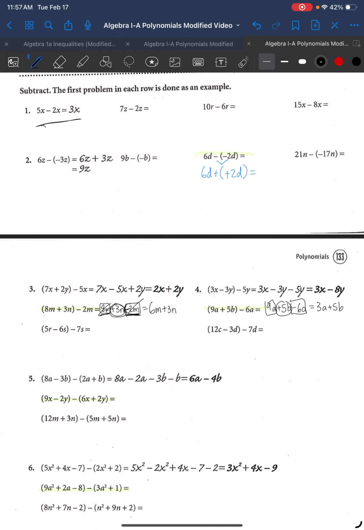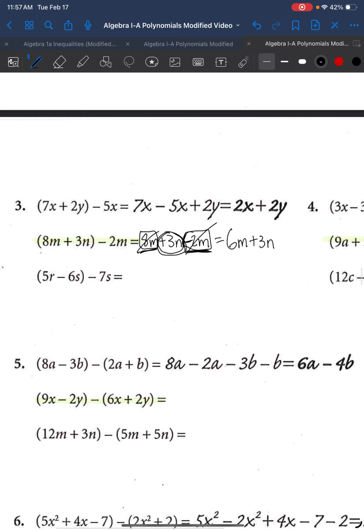All right, so now number 5, this is really, really important. So the thing that is happening here is that you are subtracting the entire chunk of math here. Okay, we're not just subtracting the 6x. No, we're subtracting 6x plus 2y. So we have to remember that when we're simplifying this.